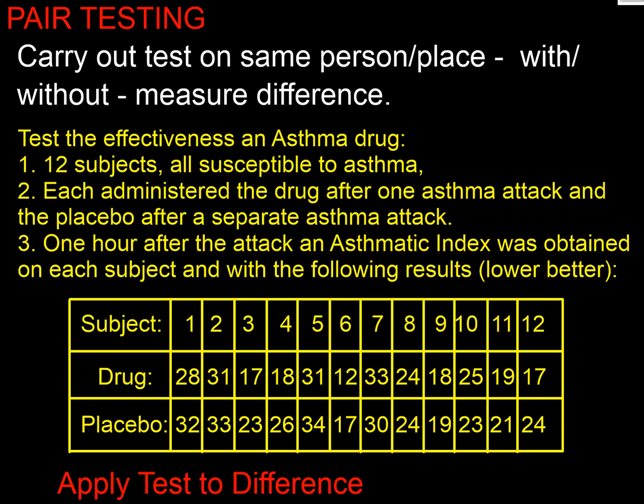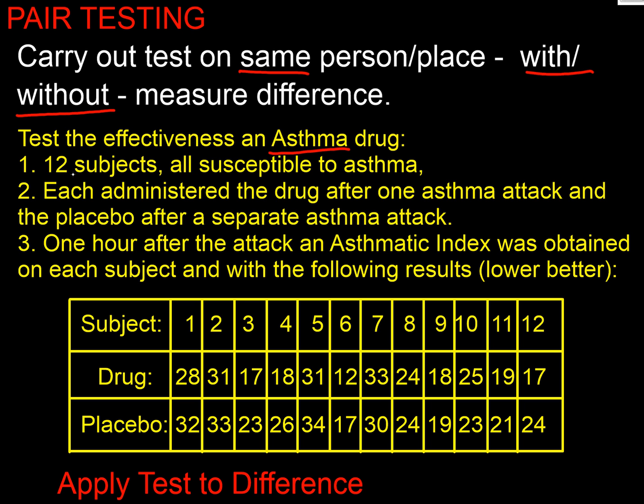Okay, here's an example I'm going to use of testing an asthma drug. What we're going to do is use the same people and test the effect with and without the drug. In this case, they're either going to take the drug or they're going to have a placebo, and we're going to measure the difference for that person. So we will get their perception of how effective the drug is compared to the placebo, one-to-one. One person, which one they think's better.